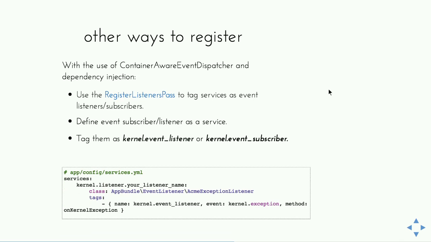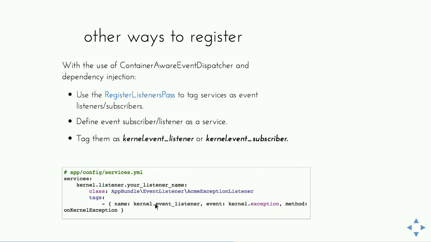Now, this is one way of registering your subscribers and listeners to your event dispatcher component. Another way, if you're using a container aware event dispatcher, which means you have your container available within your event dispatcher, and you're using the dependency injection component as well, is to use the RegisterListenersPass, basically defining your listeners and subscribers as tagged services, and then they would be lazy loaded into your container. So whenever an event is fired, you would define your listener and or your subscriber as a service in the services.yml file. You would give in the class name for that, and you would define it with a tag, whatever tag you want to choose. kernel.event_listener is the tag that Symfony uses. Symfony has already written a RegisterListenersPass for these tags.